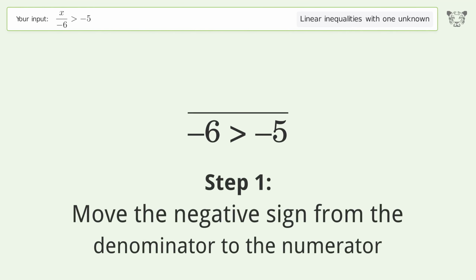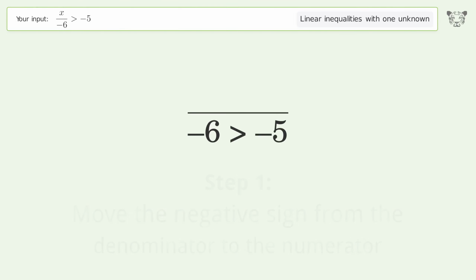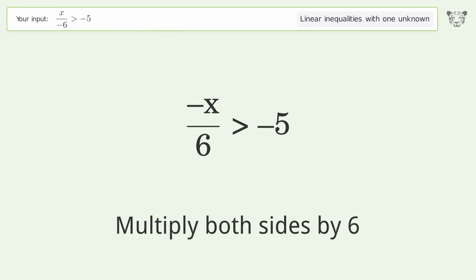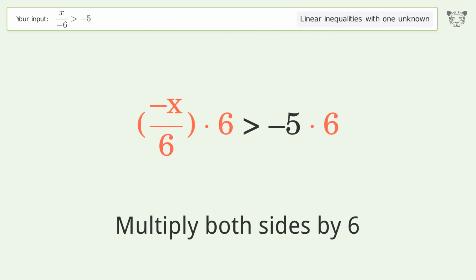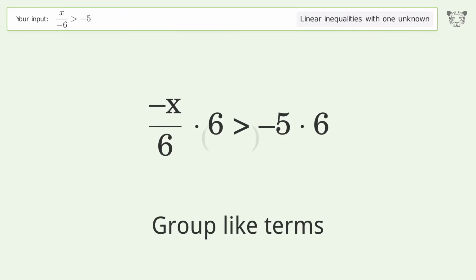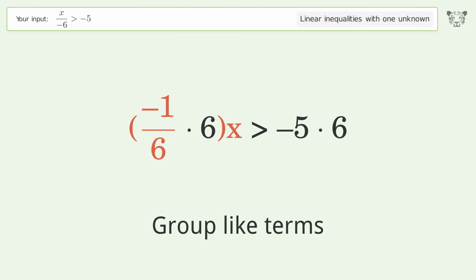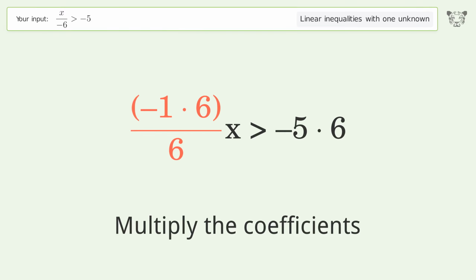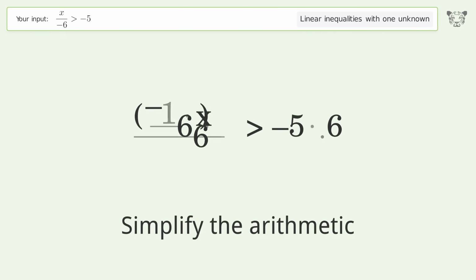Move the negative sign from the denominator to the numerator. Isolate the x. Multiply both sides by 6. Group like terms. Multiply the coefficients. Simplify the arithmetic.